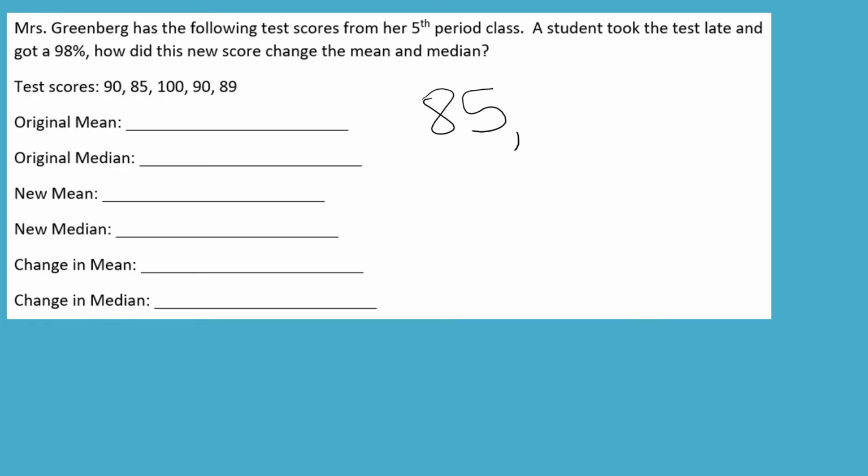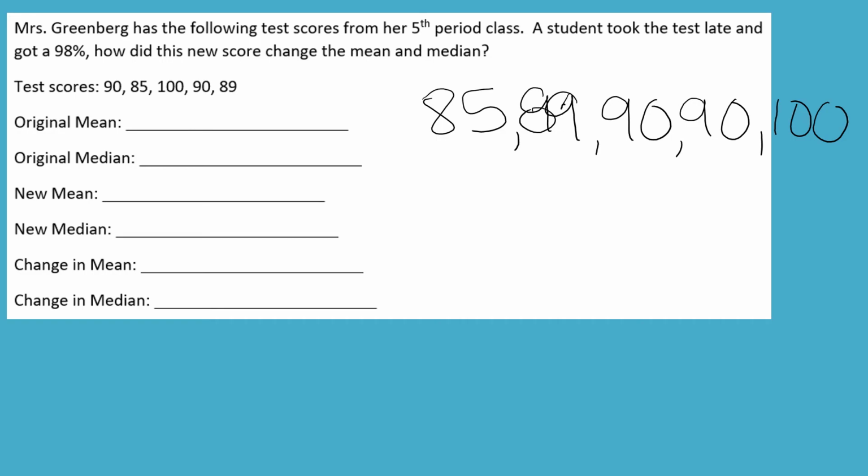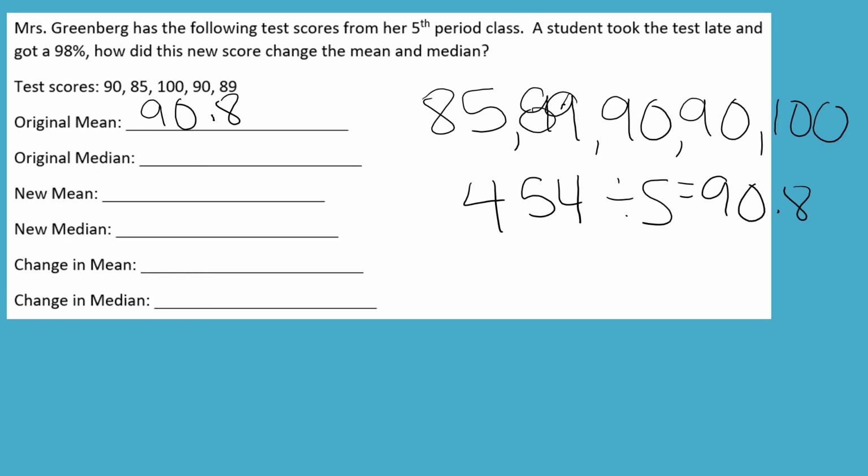We're going to start by finding our originals. So we're going to put our numbers in order: 85, 89, 90, 90, 100. We're going to add them up. Just use your calculator. Remember, 85 plus 89 plus 90 plus 90 plus 100. I'm going to do that again just to double check it. 85 plus 89 plus 90 plus 90 plus 100. Very good. We're going to divide it by 5 because there's 5 numbers, and we get 90.8 for original mean. And for our original median, we're going to cross them off and we get 90.